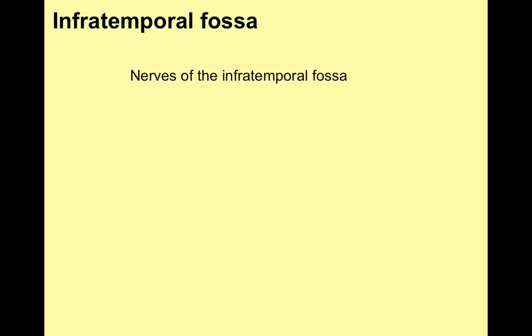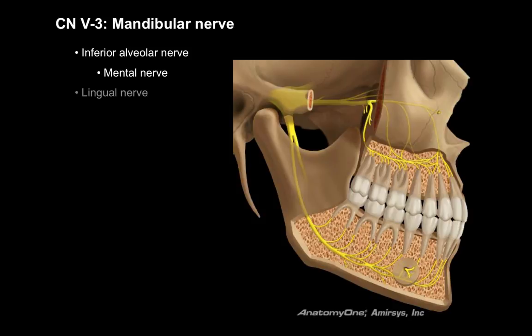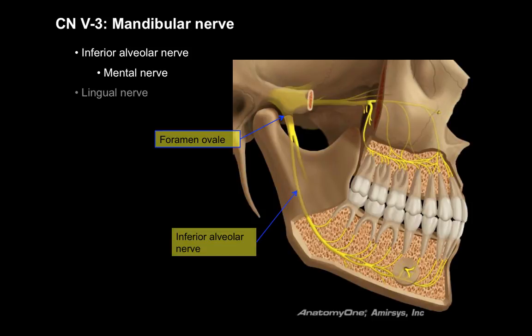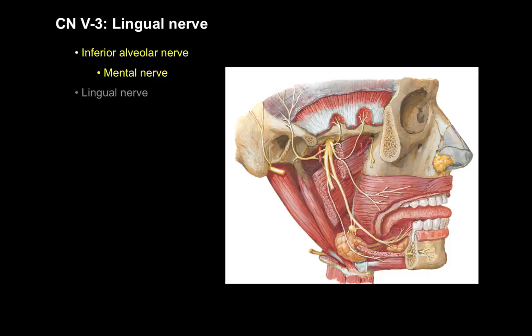All right, also in the infratemporal fossa are now nerves. So nerves of the infratemporal fossa. So we have the inferior alveolar nerve and the mental nerve and the lingual nerve. Let's focus on the first two. There we have the foramen ovale that transmits the mandibular nerve, cranial nerve V3, into the infratemporal fossa and gives rise to the inferior alveolar nerve branch of V3, which goes to the mandibular teeth and then exits via this mental foramen to innervate the skin of the chin and lower lip.